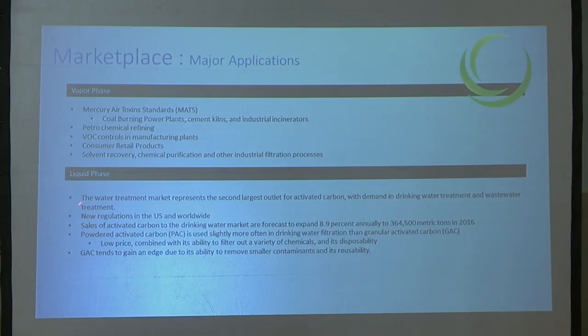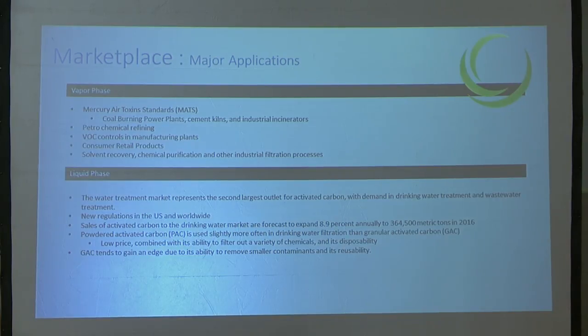So we see this as the next step in our evolution, as Atlas is focusing on the liquid phase. Powdered activated carbon, PAC, is used slightly more often in drinking water than granular activated carbon, also known as GAC. The reason for this is its low price combined with its ability to filter out a variety of chemicals as well as its disposability.